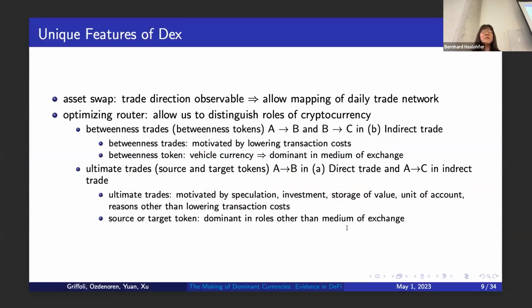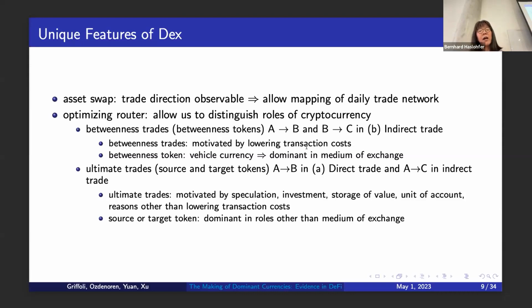So what are the unique features of DEX we use to conduct our analysis, let me just repeat. We collect all the data of all the asset swaps because we can map out the trading network, and we use the optimizing router data to distinguish the roles of cryptocurrency, and we categorize all the trades into two categories, betweenness trade and ultimate trade. The betweenness trades are the trades motivated by lowering the transaction cost, and betweenness tokens are considered as a vehicle currency, and they are dominant. Dominant use of it means it has a dominant status as a medium of exchange.